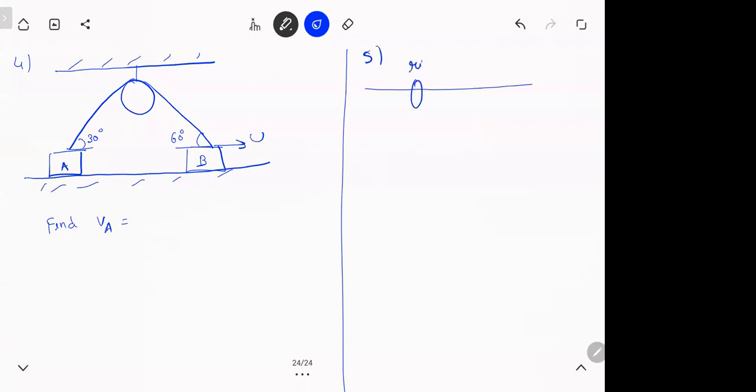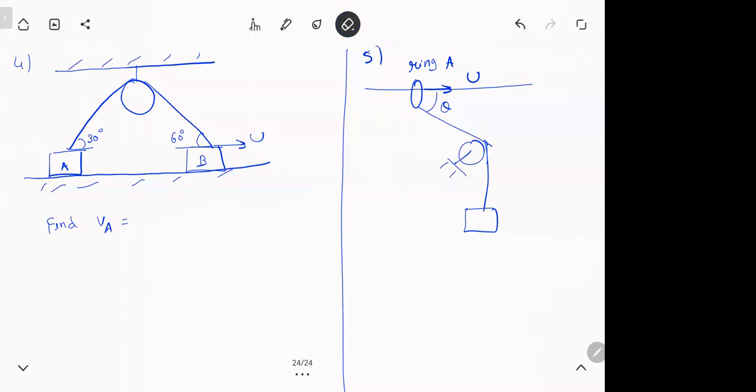So here you have a ring. A ring is going with speed U. Like this. So there is a block here, and this is theta. Find VB. So same thing here. When the ring is going forward, the block will come down. So if the ring is going with U, find the speed VB. So you can do this thing. Now remember what is power? Power is not F into V. It's F V cos theta. It's a dot product. So you have to use that now. The angle also comes into picture now. Try.